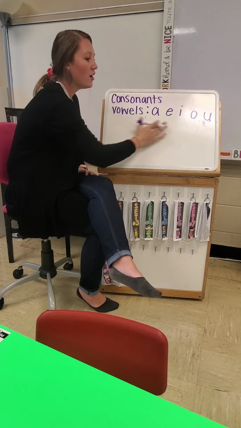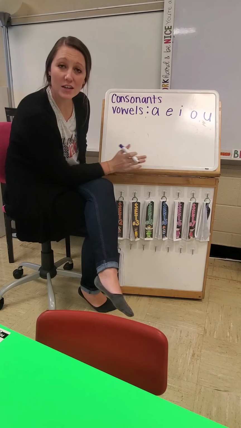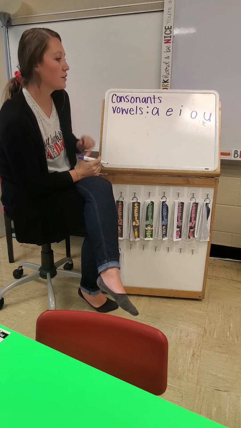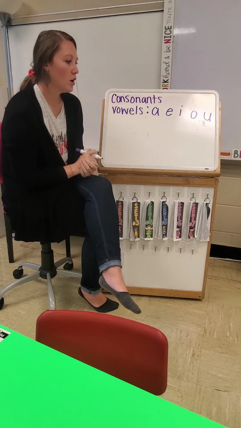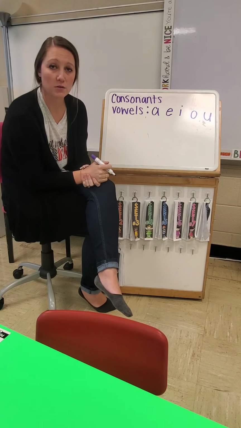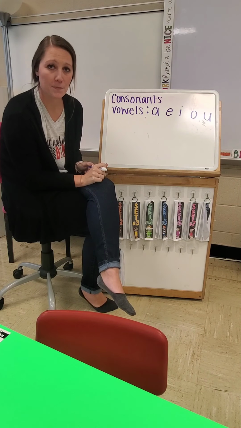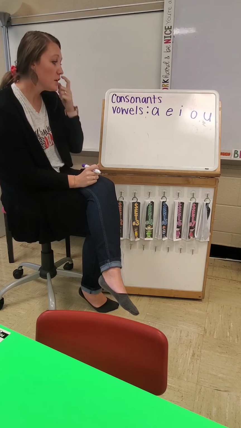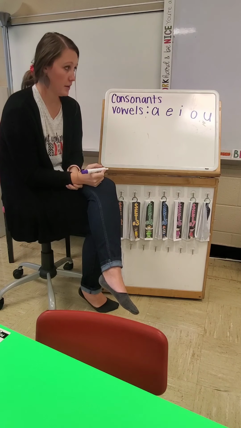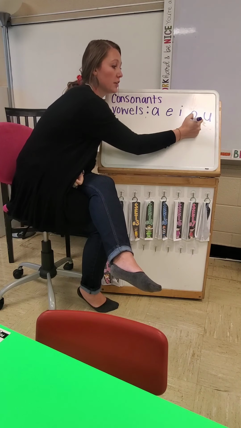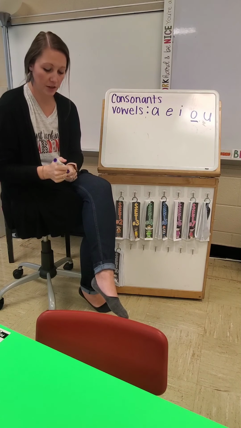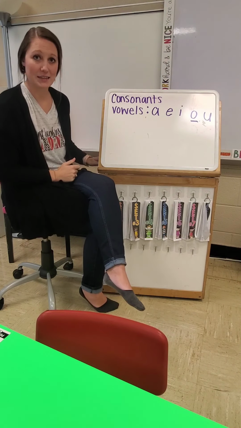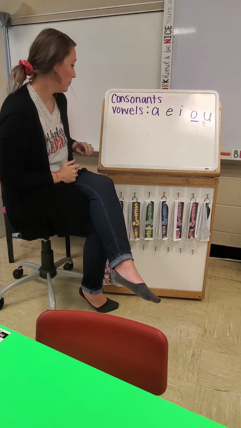All of the other letters in the alphabet are called consonants. The A, E, I, O, and U are the only letters that are vowels. Everything else is a consonant. Now, we're going to look at one vowel today. We are just going to look at the O. Just going to look at special letter O. Miss Cassie likes the letter O because it looks like a ball.